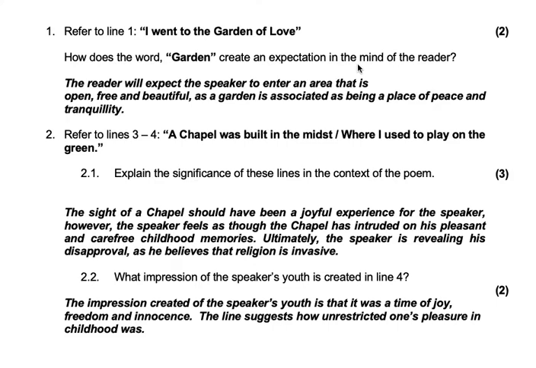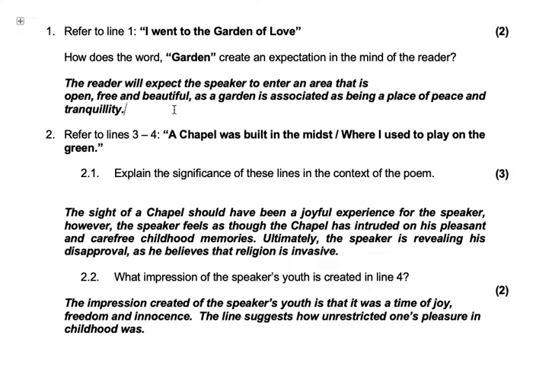Again, you hear the word garden. What do you expect? Now I'm first going to read you the second part. A garden is associated as being a place of peace and tranquility, right? So we all have that idea in our head when we think of a garden. But now we need to relate it to this particular poem. So for 2 marks, again, what does the reader expect? So your answer should look like something like this, okay?